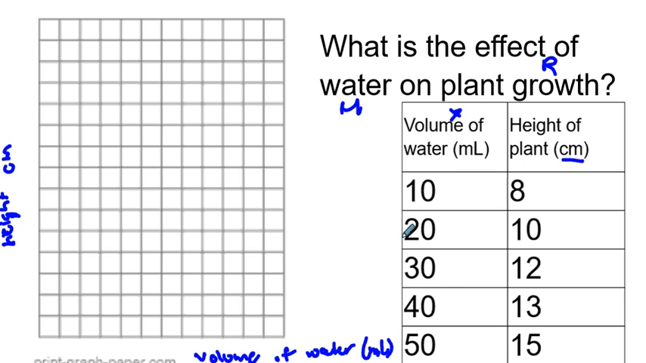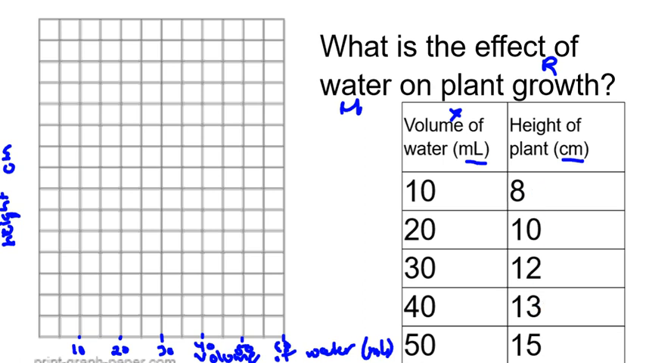Again, now we have to look at what would be the best scale. So it looks like I'm increasing the volume of water by 10 milliliters each time. So I would probably want to have my scale increasing by 10. So maybe every 2 squares is going to represent 10 mils. So we could label this 10, 20, 30, 40, 50, 60. And the height of the plant, we go from 8 to 15.